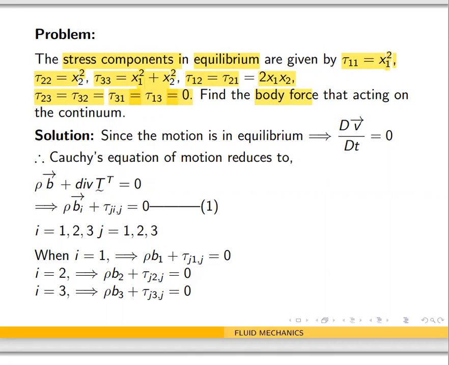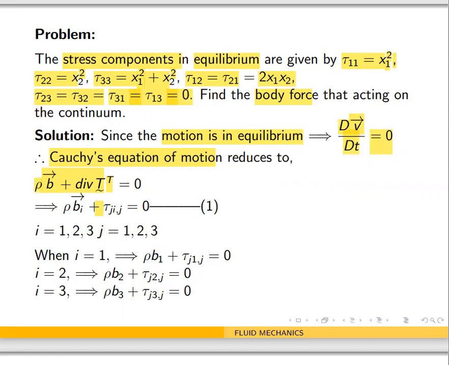Now, let us read the problem again. It says that the stress components are in equilibrium. So, since the motion is in equilibrium, what is equal to 0? dv by dt equal to 0. So, Cauchy's equation of motion reduces to what? What is Cauchy's equation of motion? We have dv by dt on the LHS equal to the total forces, rho b plus divergence of T transpose, right? Now we have dv by dt equal to 0, so it reduces to rho b plus divergence of T transpose equal to 0.